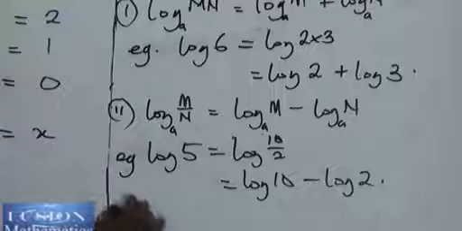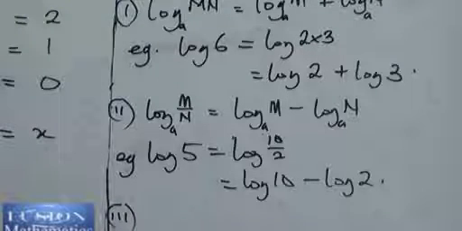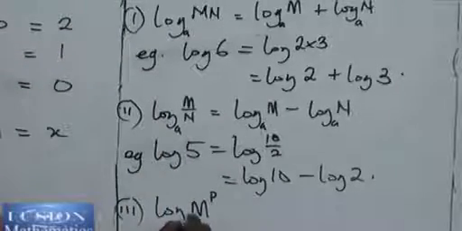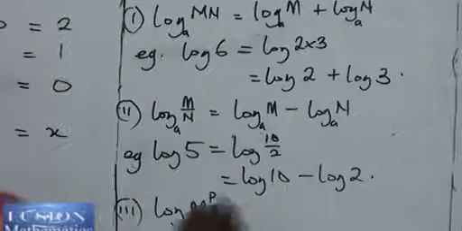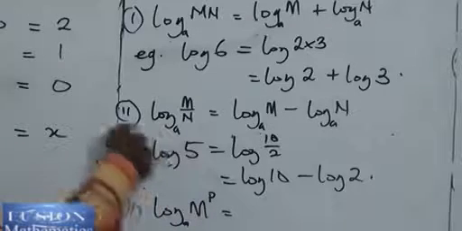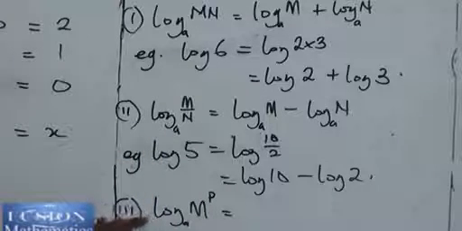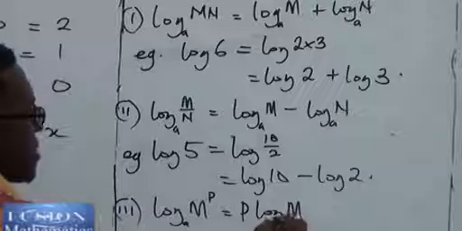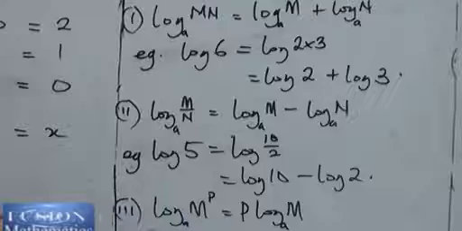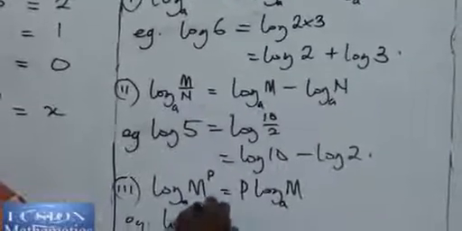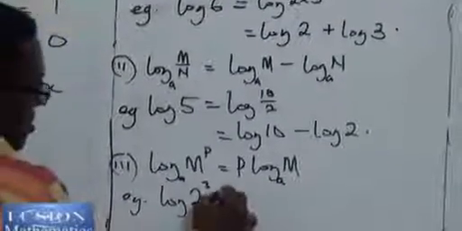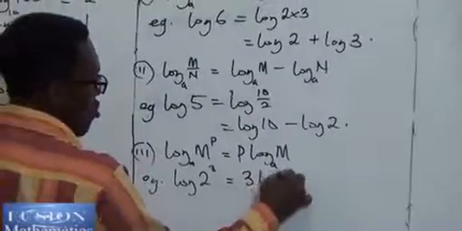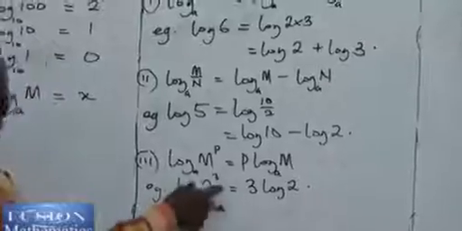Let's look at the third law. For the third law, we have log m raised to power p base a. The power comes over to the front to become a coefficient to the log, so it becomes p log m base a. For instance, if we have log 2 raised to power 3, this will be the same thing as 3 log 2, the power coming over to the front.